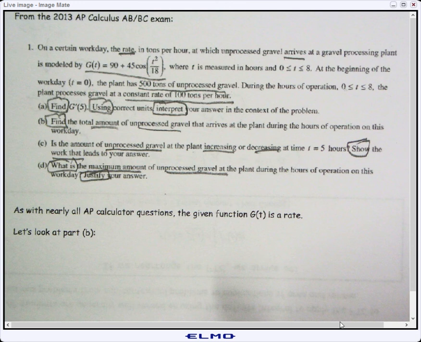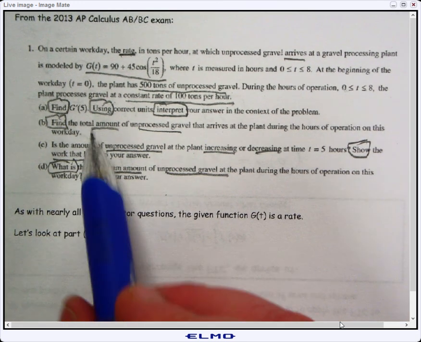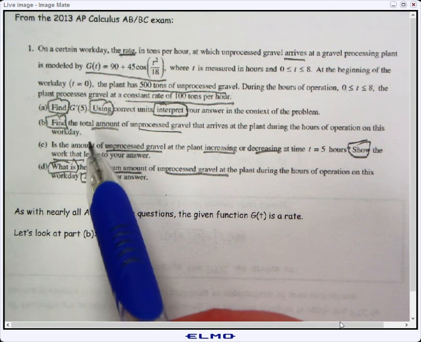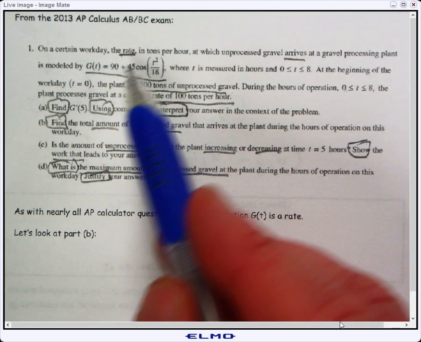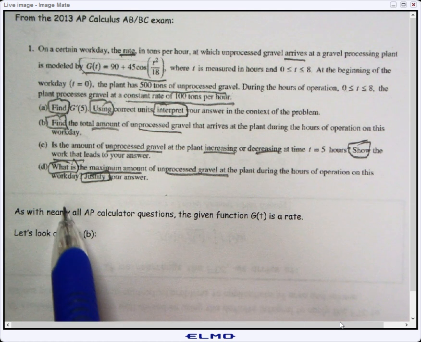Okay, so the first question, straightforward, is not an accumulation function. I don't want to spend a lot of time on it, but basically the first question, this is a calculator exam. You would just put this in your calculator, find G prime at 5. I'll show you the answer.